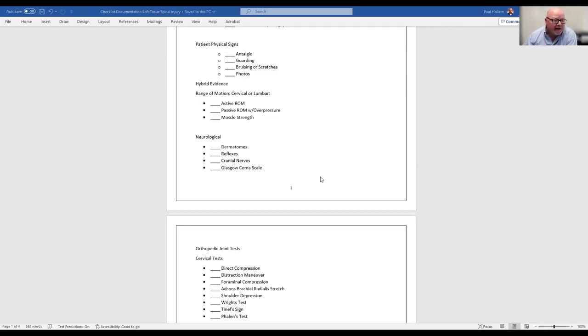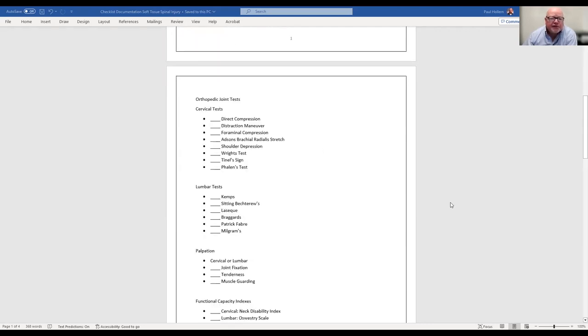But this is how I'm looking at it. Okay. All right. So let's go to the cervical test. So what are the common tests that we're going to do in the cervical region? Direct compression, distraction, foraminal compressions, Adson's, shoulder depression, Wright's. So we'll add Spurling's in there, Tinel's, Phalen's. Those are the most common ones.